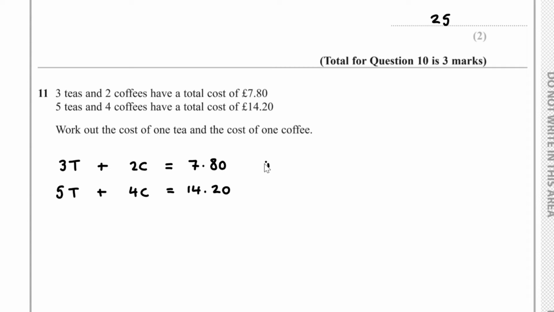If I call this top equation equation 1, and this second equation equation 2, what we can do is get the c's the same. To do that we can multiply equation 1 by 2. We've got 3t times 2, which is 6t, 2c times 2, that's 4c, and 780 times 2, that's 1560. So we've got 6t plus 4c gives 1560. We'll call this equation 3.